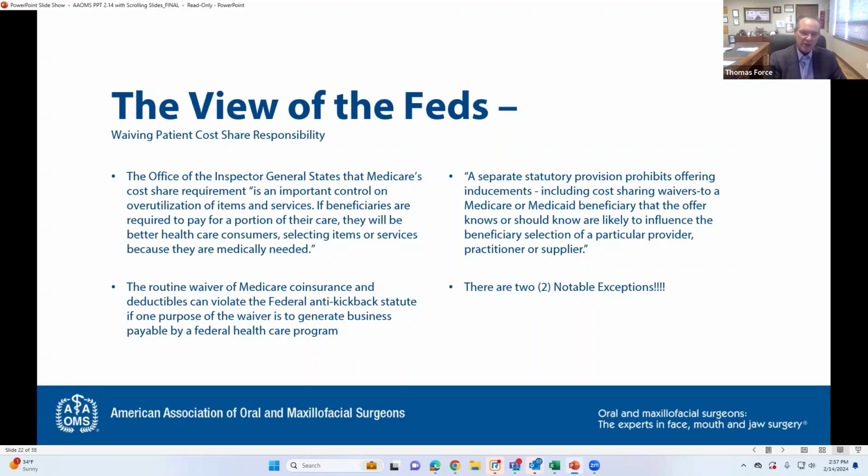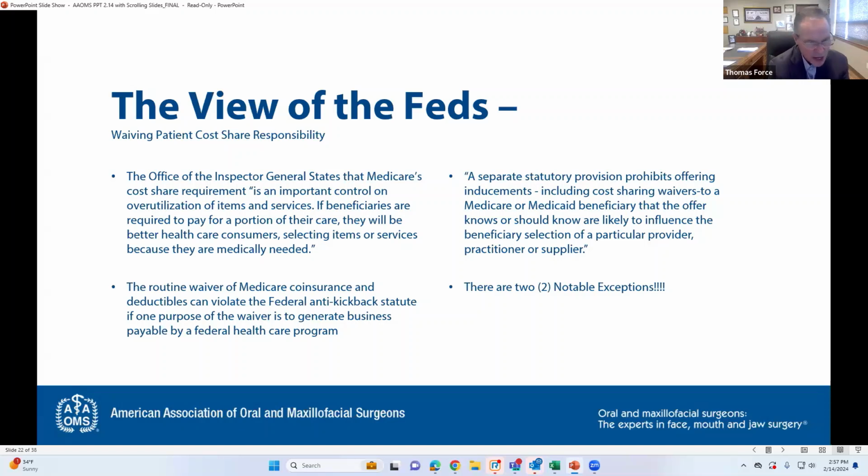All right, so what does the OIG say about waiving patient cost share responsibility? I mean, deductibles, coinsurance, and co-payments. Well, the Office of the Inspector General states that Medicare's cost share requirement, quote, is an important control on overutilization of items and services. We discussed this ad nauseum in the beginning of the presentation. So that's what they're concerned about, overutilization.